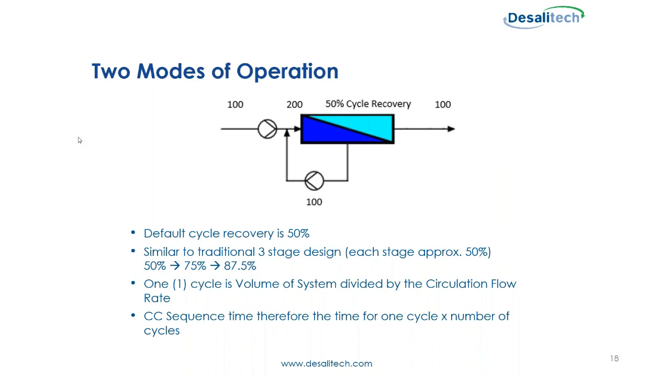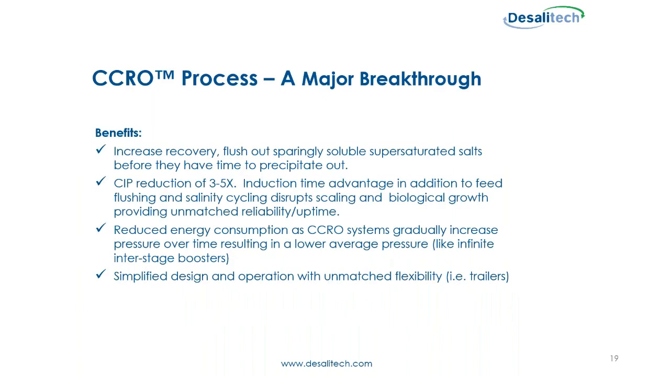You know, so if you had a traditional 3-stage system, the first stage would be 50%, another 50% to get you to 75, and then another 50% to get you to 87.5%. And I'll highlight that 1 cycle is the volume of the system divided by the circulation flow rate. So the sequence time is that 1 cycle time multiplied by the number of cycles. And the number of cycles, of course, is a function of the overall recovery. So more cycles, higher recovery.